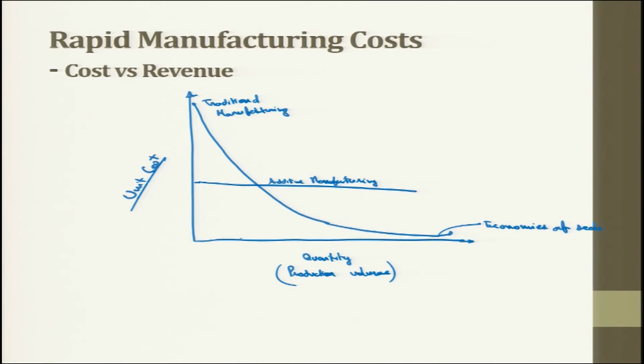Let me put a logarithmic scale here. Let me say these are 10 pieces, these are 10 power 2, 100 pieces, this is 10 power 3, 1000 pieces, then 10,000 pieces, 10 power 4, then a lakh pieces and so on. So, if we produce either 10 pieces or 10,000 pieces, additive manufacturing cost per unit is almost the same because the setup is already fixed for that.